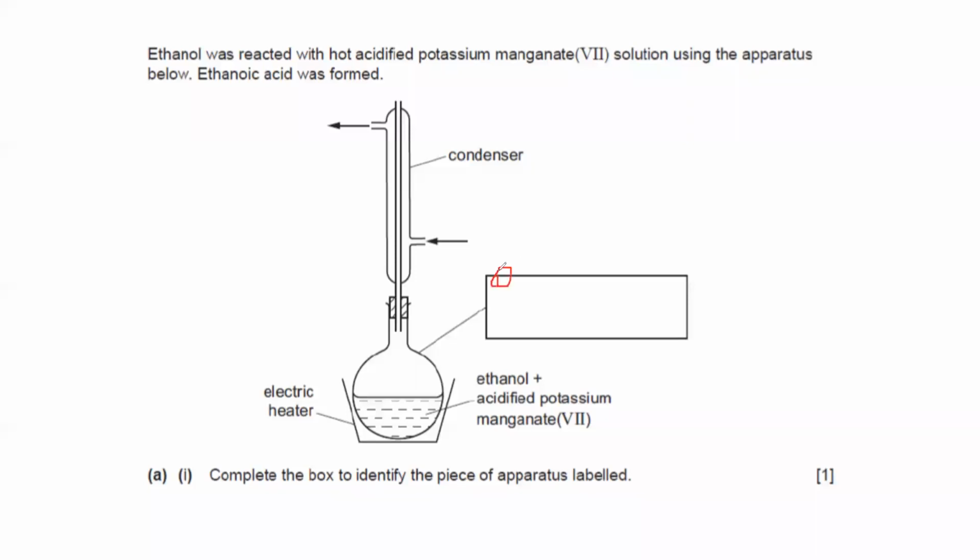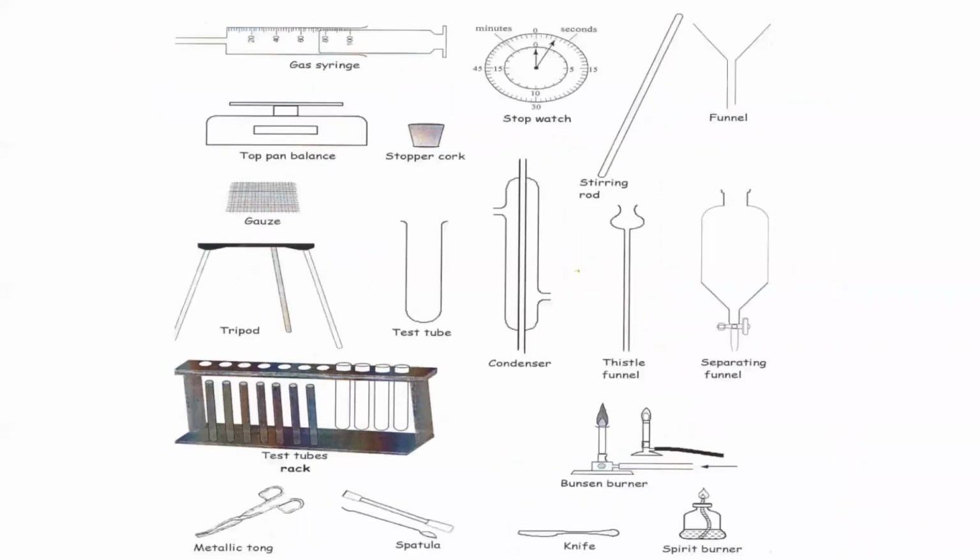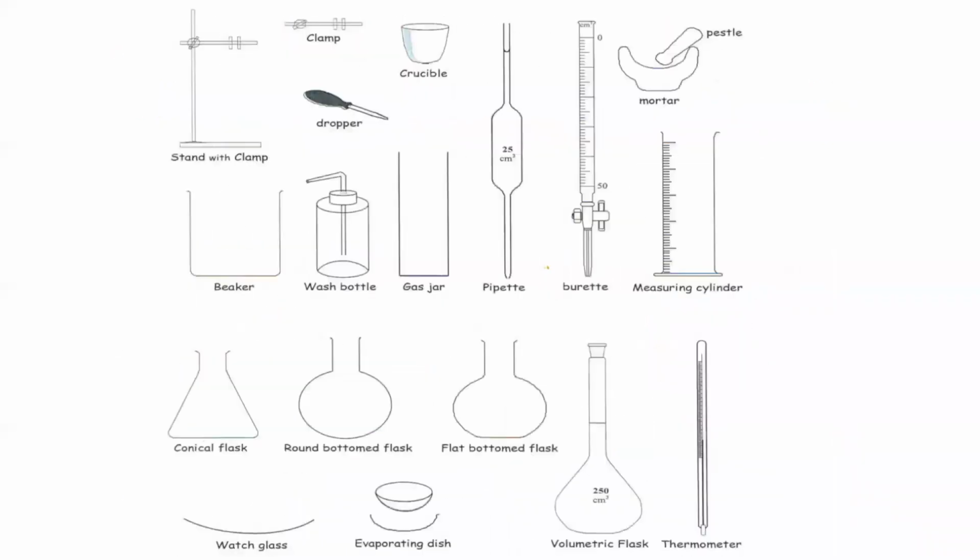Label the apparatus. What is this flask called? There are two types of flask. One is called a round bottom flask. Another one is a flat bottom flask. So you can see the two flasks. One is a round bottom flask, another one is a flat bottom flask.